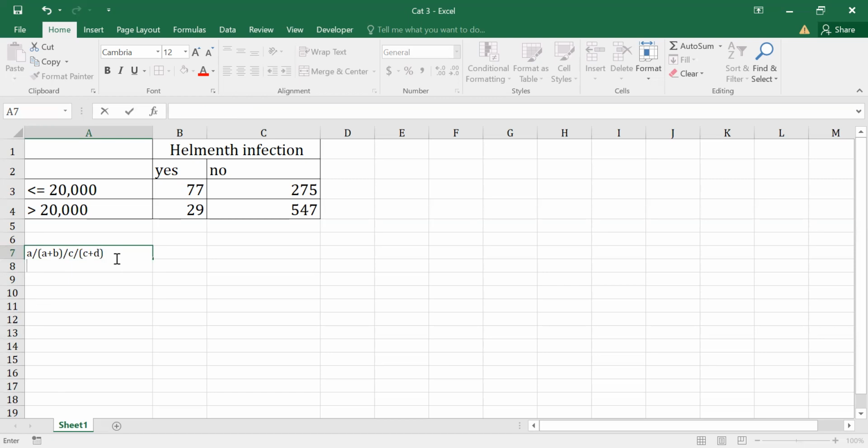So we say 77, I hope we are following. 77 plus 275. I tend to think the answer will remain the same. Over C, which is 29, bracket 29 plus 47. Okay, so far so good. So we proceed.